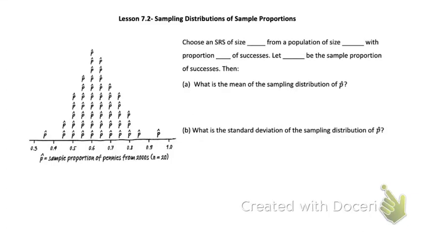So last week we introduced sampling distributions. Remember, a sampling distribution: we have a population, we take a sample of size n, we throw a value on a dot plot. We do that over and over and over again until we have a sampling distribution of values.